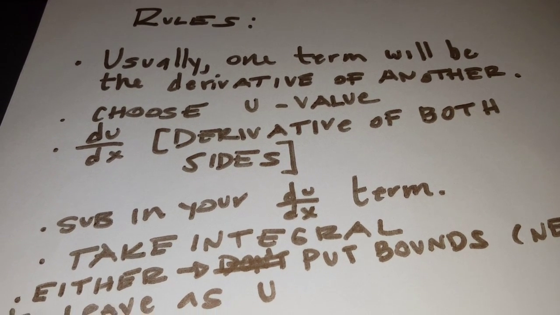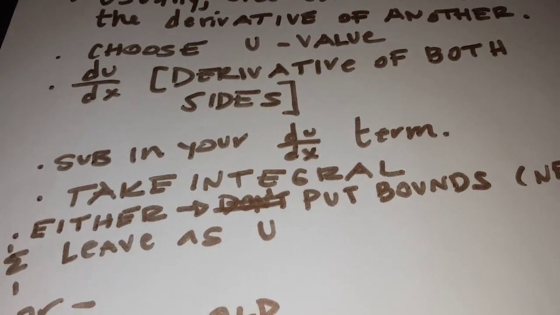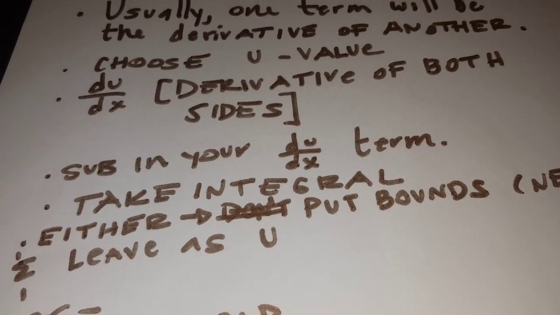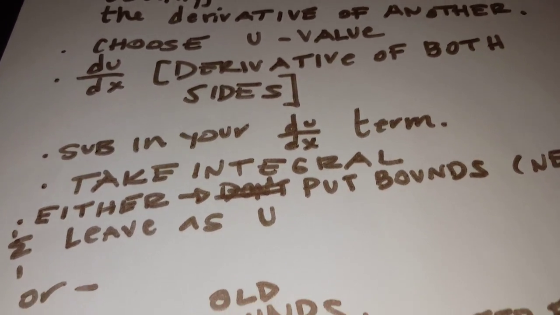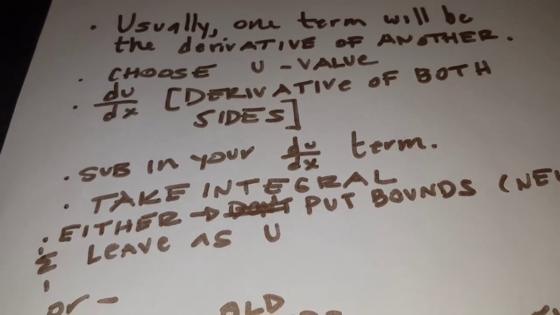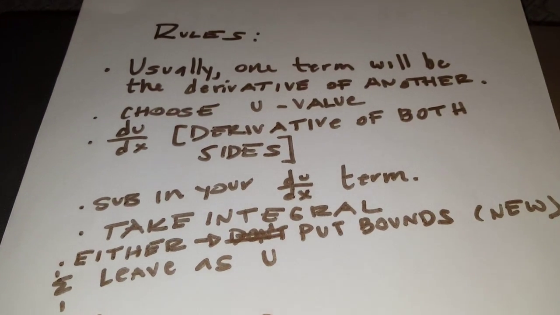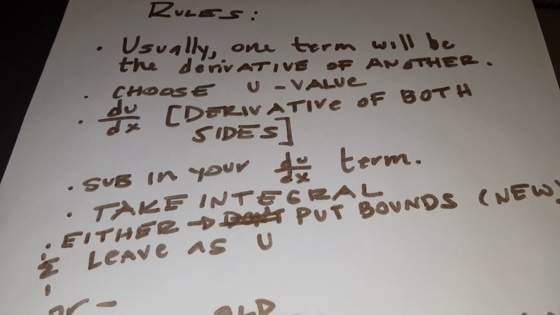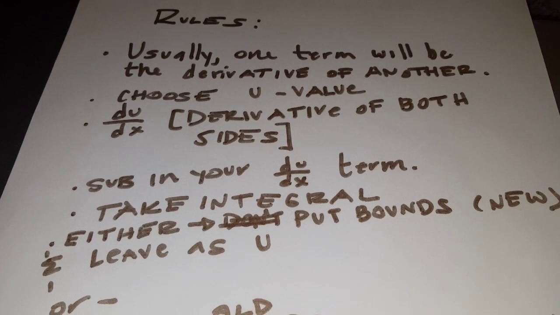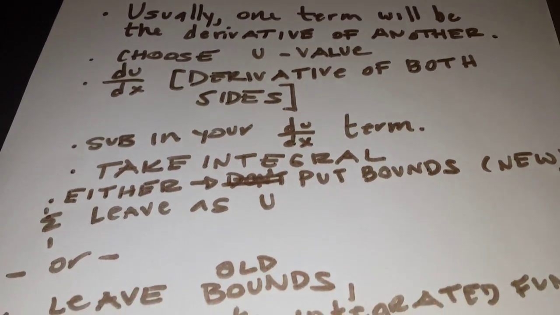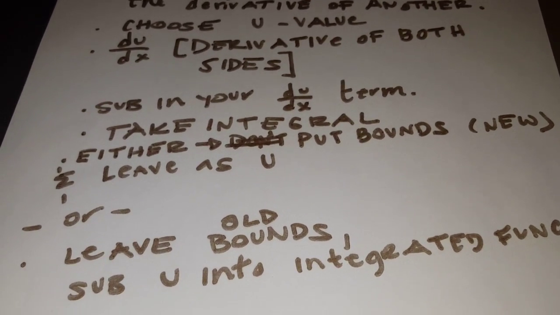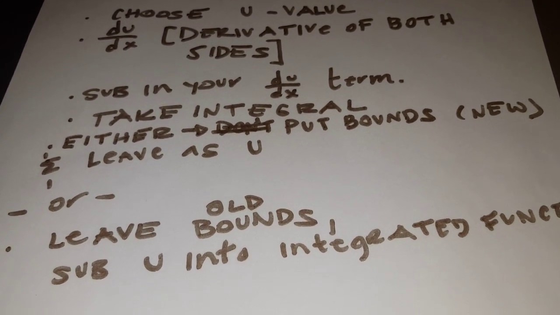So as I said, you're going to want to take the derivative on both sides, sub that derivative back into it, and sub in your u value. So that'll get rid of the dx value. And then you're going to take the integral in terms of x, and then change your bounds if you're going to leave it as u, or leave your old values and then sub your original u value back into the integrated function.